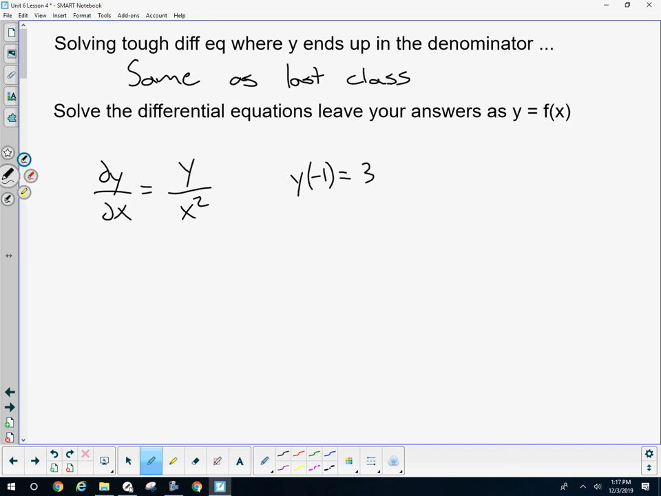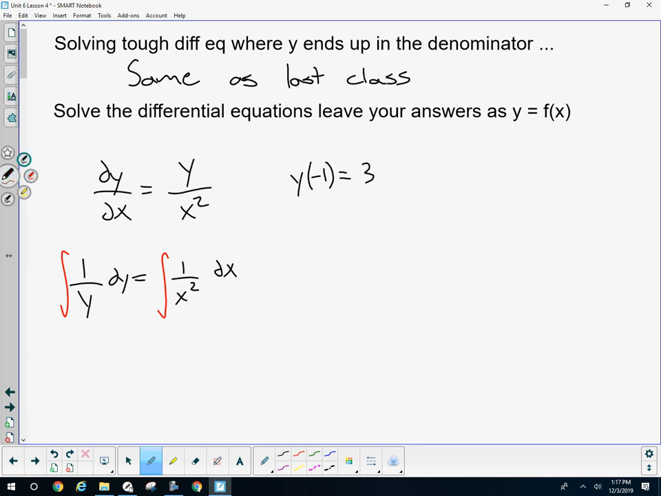Get your y's with dy, move your dx to be with the x's. So I got to move the y, and I got to move the dx. I get 1 over y dy equals 1 over x squared dx. Okay? Now I'm ready to take the antiderivative of both sides.